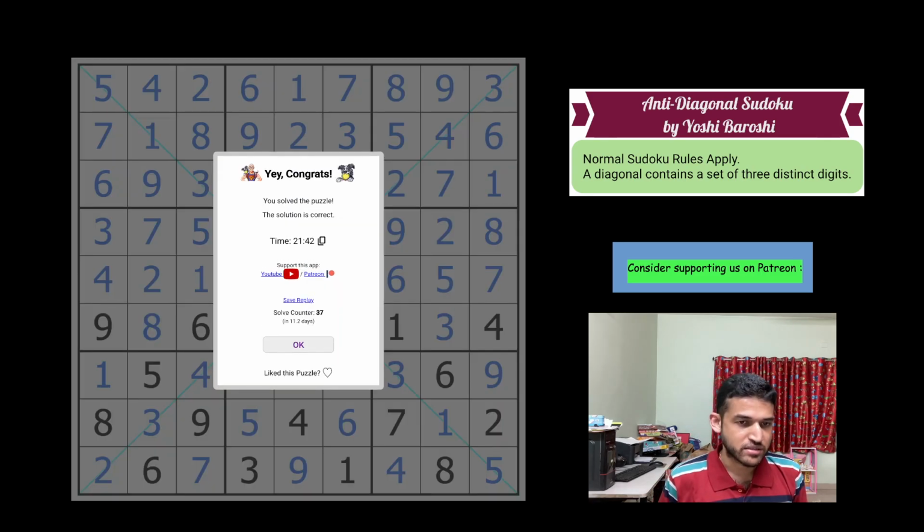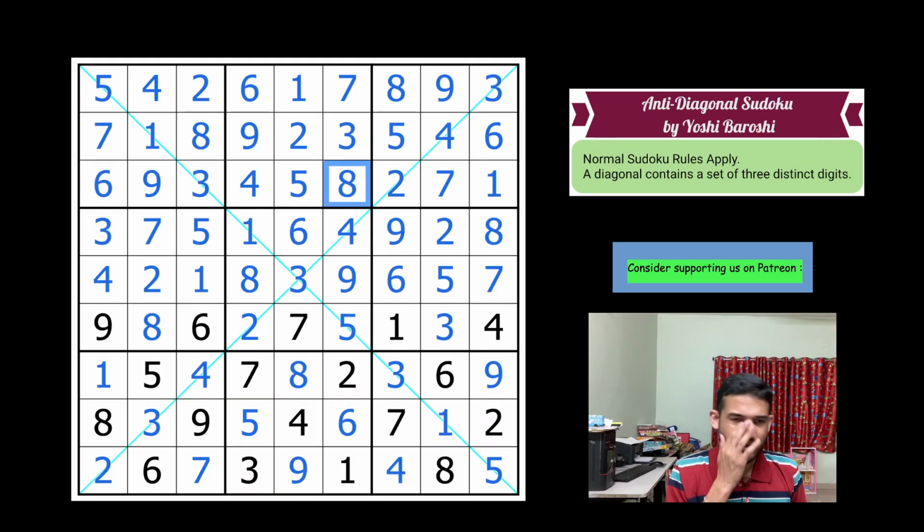What a pleasant anti-diagonal Sudoku, really. One I thought was bordering on, like, it was difficult to see the directions visually. I had to use quite a bit of kind of moving around the grid by using digits. But it wasn't too far-fetched, I would say. All in all, a nice anti-diagonal Sudoku.